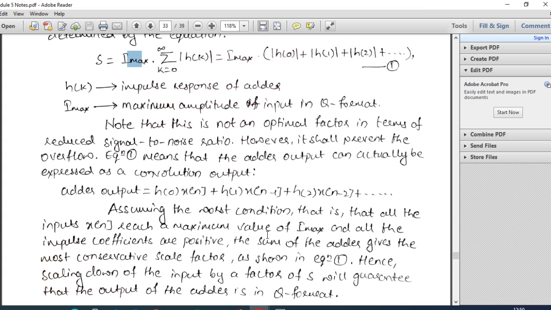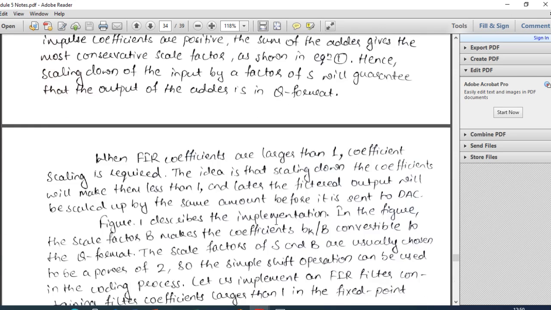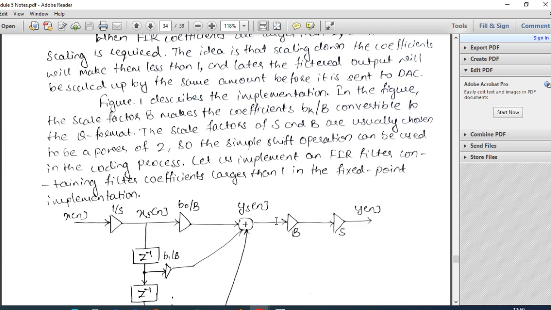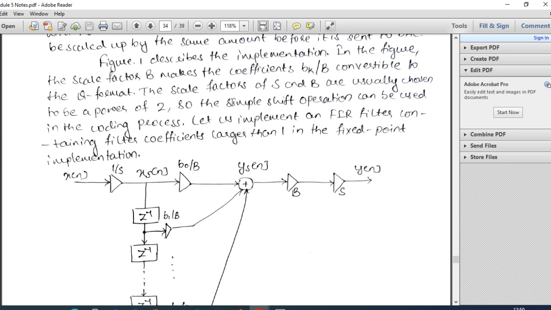To understand how the scaling factor is done for the input data and the coefficients, let us take one example here. As shown in figure 1, it describes the implementation of a digital filter like an FIR filter using the direct form one method. In this direct form one method, the factor b makes the coefficients b k divided by b.